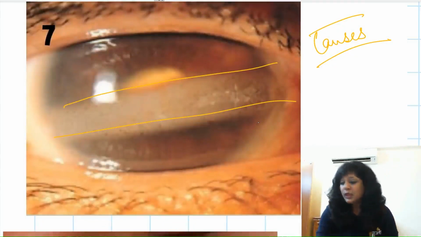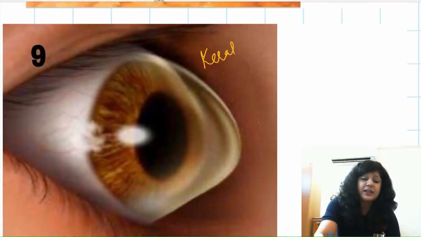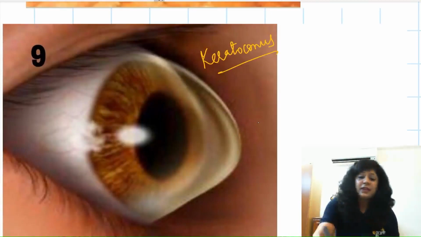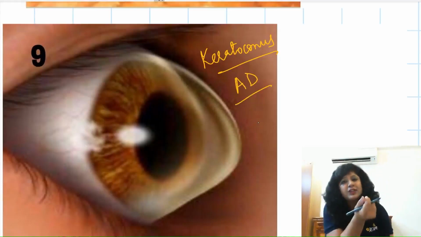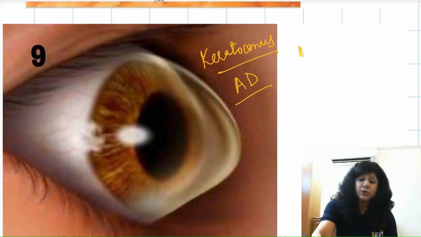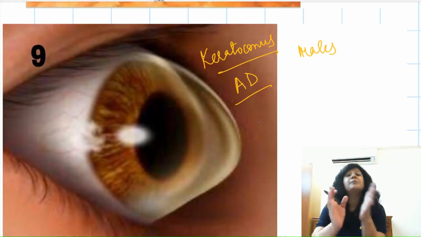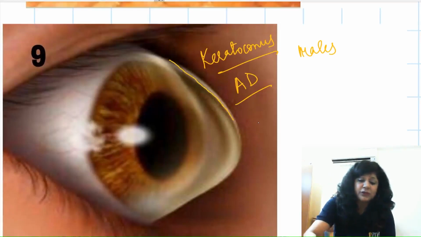Okay. Then the next, this is very, very important. This is a case of keratoconus. I have written AD. AD means autosomal dominant. Usually it is an autosomal dominant condition, and it is more common in males. It is non-inflammatory. It is bilateral, and there is ectasia of the cornea.